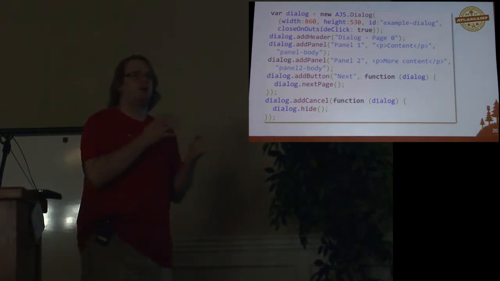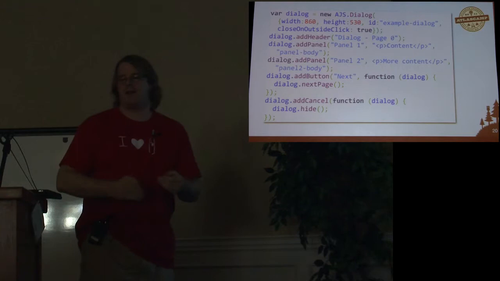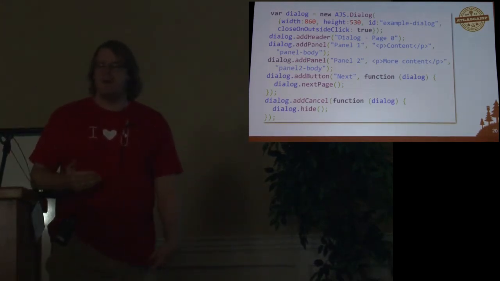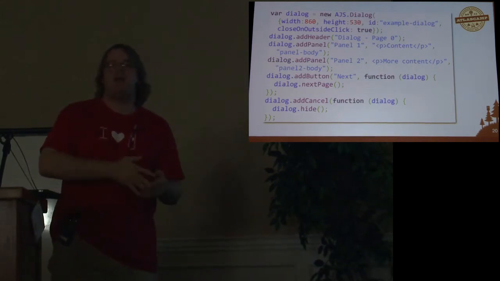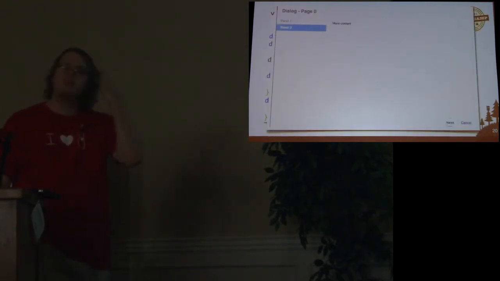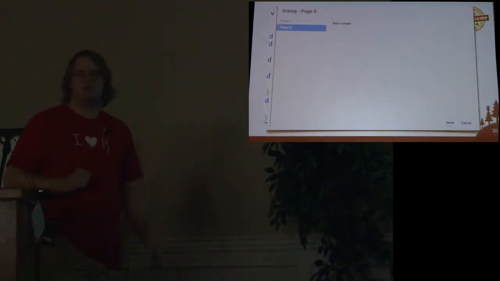You're passing a JavaScript object to the constructor that says, I want the dialog to be this wide, this high, and it should do these things. It should have these behaviors. A dialog has a header, it has panels, it has buttons, and it has cancel functions. When rendered, it first looks like this. Here's the dialog that was rendered from the code I just showed you.